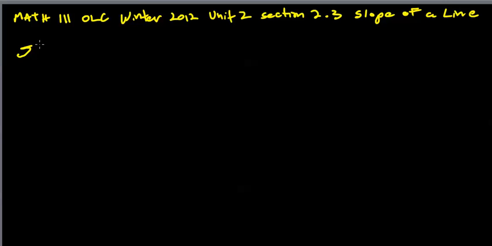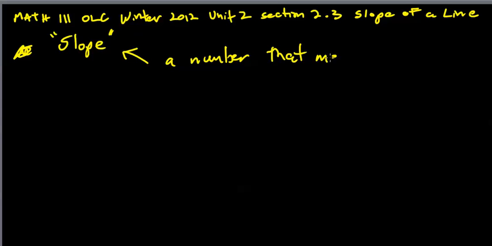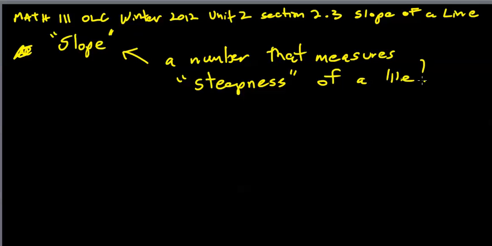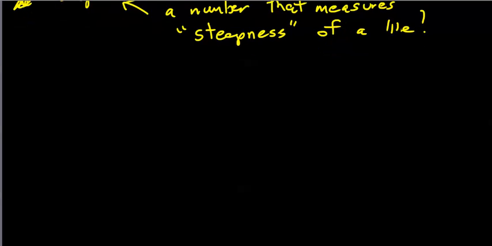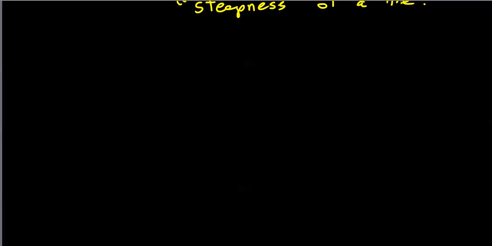What is the slope? Slope of a line. Well, it's a number. It's a number we can calculate for a given line that measures what I'll call, somewhat informally, steepness of a line. So really I can compare the steepness of two different lines based on that number, which I can easily calculate given any two lines.